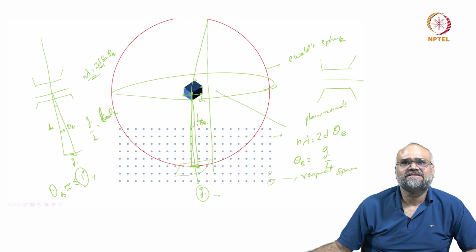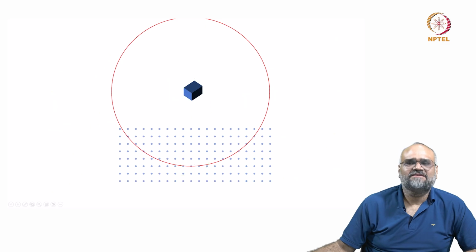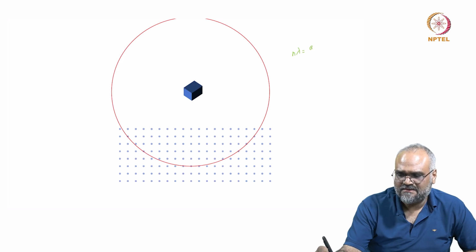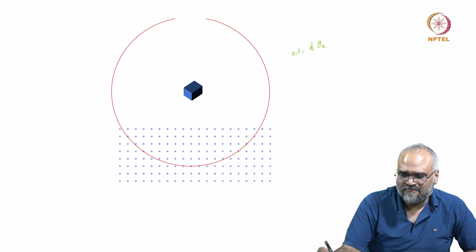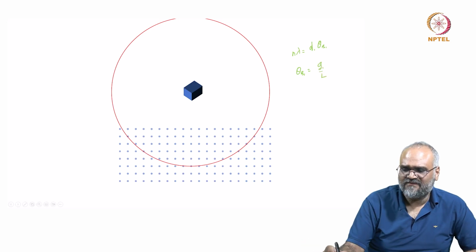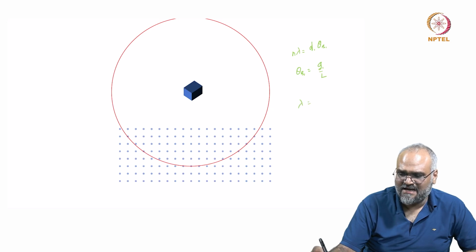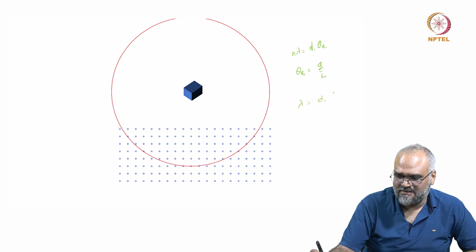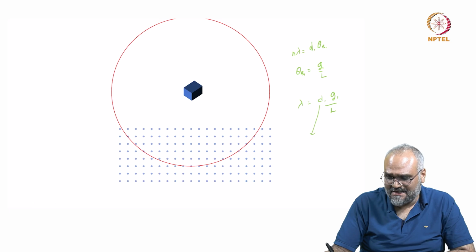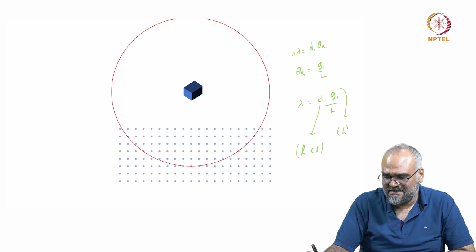So, if I simplify this, I end up with an expression such that n lambda is d1 theta b1, and I also have theta b1 is g1 over L, and if I use this here, I end up with lambda is d1 g1 over L. And remember, if d1 has indices of h, k, l in the real space, this g1 has indices as h star, k star, l star in reciprocal space.